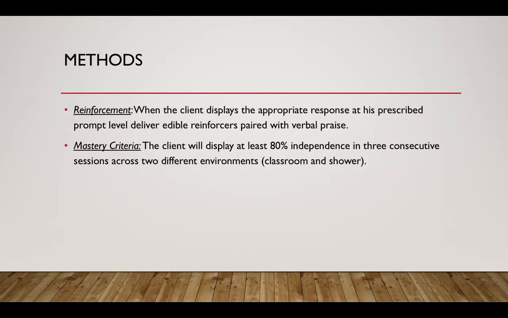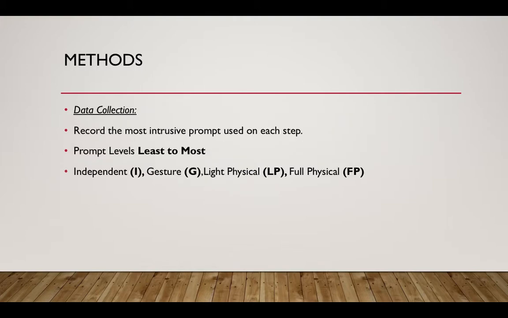Next, for the methods section, we have the reinforcement system used and criteria for mastery for the client. First, the reinforcement used was when the client displays the appropriate response at his prescribed prompt level, deliver edible reinforcers paired with verbal praise. Next, criteria for mastery is when the client will display at least 80% independence in 3 consecutive sessions across 2 different environments, both the classroom and eventually to be generalized to the shower.